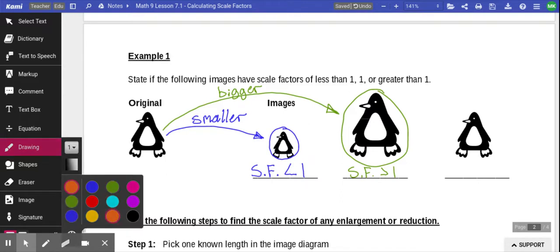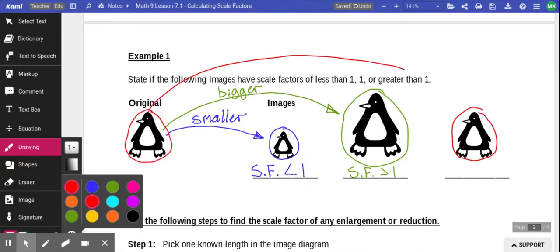And if I look at my third penguin over here, and I compare these two penguins, I would actually say from there to there, it's the same. Now, if they're the same, that means it can't be greater than 1 because that'd be bigger. It can't be less than 1 because that'd be smaller. So that means my scale factor, if it's the same, actually equals 1. Pretty easy, right?